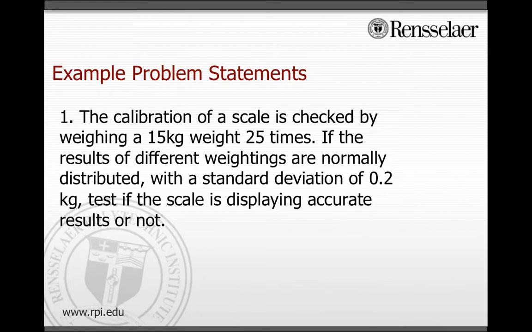And a sample hypothesis for this would look like this: the null hypothesis might say that the true mean of the readings is equal to 15. And the alternate hypothesis could be that the true mean is not equal to 15, and this would indicate that the scale is not accurate. It is not displaying the right weight consistently.